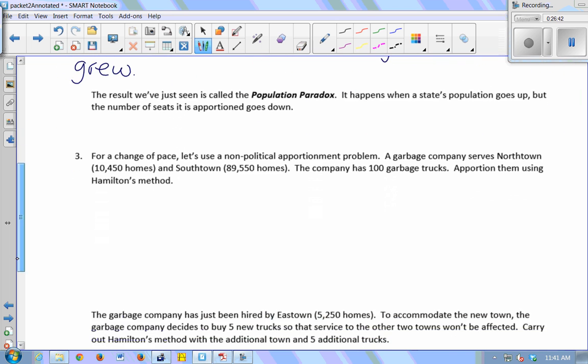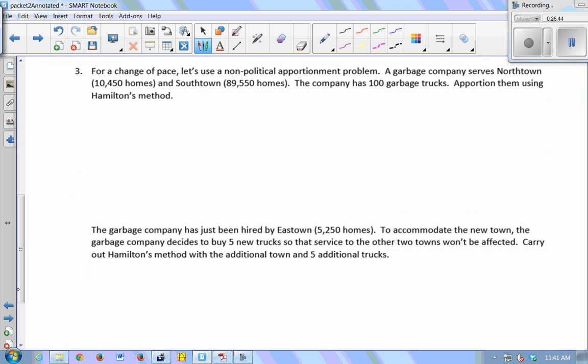All right, last big drawback of Hamilton's method. For a change of pace, we're going to use a non-political apportionment problem. We have a garbage company that serves Northtown and Southtown, and they have 100 garbage trucks. So we want to apportion them. How many garbage trucks should we send to Northtown? How many to Southtown? Apportion them using Hamilton's method. So do that first, and then we'll come back and talk about the next thing.